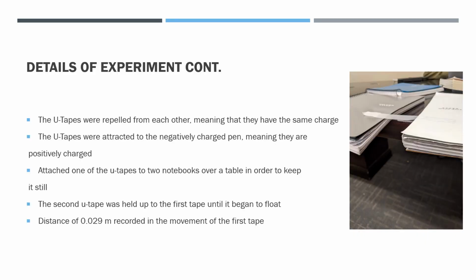Then I tested the U-tapes. The two U-tapes were repelling each other, meaning that they had the same charge, and then I rubbed a pen in my hair and held it up to one of the U-tapes, and it was attracted to the negatively charged pen, meaning the U-tapes are positively charged. I then attached one of the U-tapes to 2 notebooks over a table, and I held the second U-tape up parallel until it began to float, and a distance of 0.029 meters, or 2.9 centimeters, was recorded.